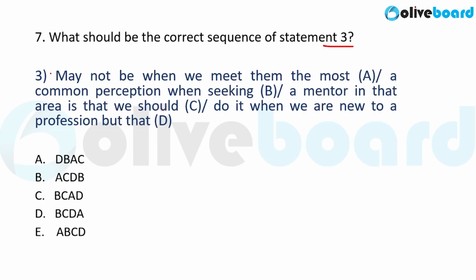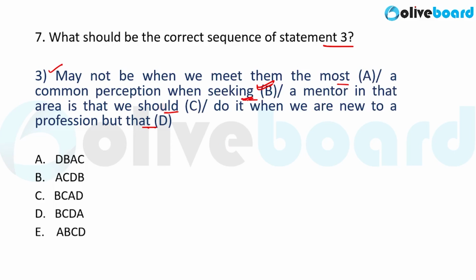Now statement 3 here says may not be when we meet them the most, a common perception when seeking, a mentor in that area is that we should, and finally do it when we are new to a profession but that. So in case of this sentence, you can pause the video here and solve the question yourself. Now, if you were to notice, option B or part B here is the most appropriate sentence to begin the sentence. Part B says, a common perception when seeking.